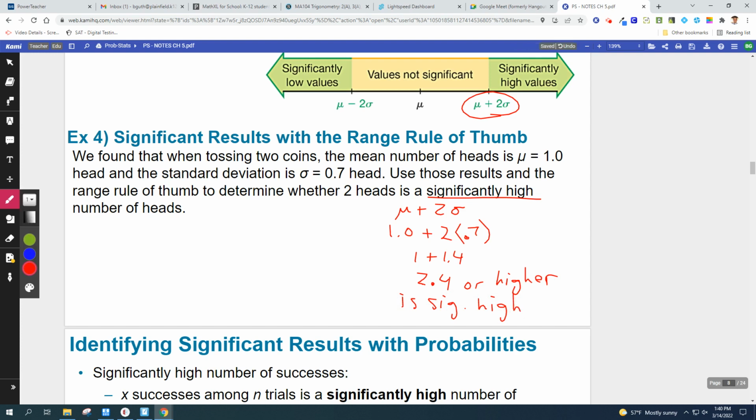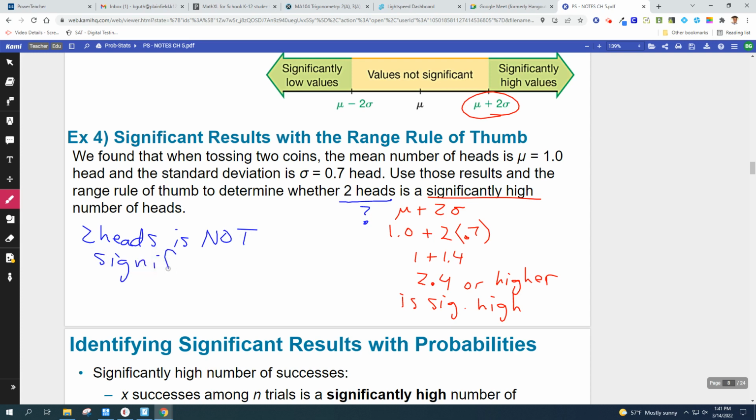But we're looking at the number 2. We're looking at 2 heads. That's our question. Is 2 heads significantly high? These numbers tell us that it's not. 2 heads is not significantly high.